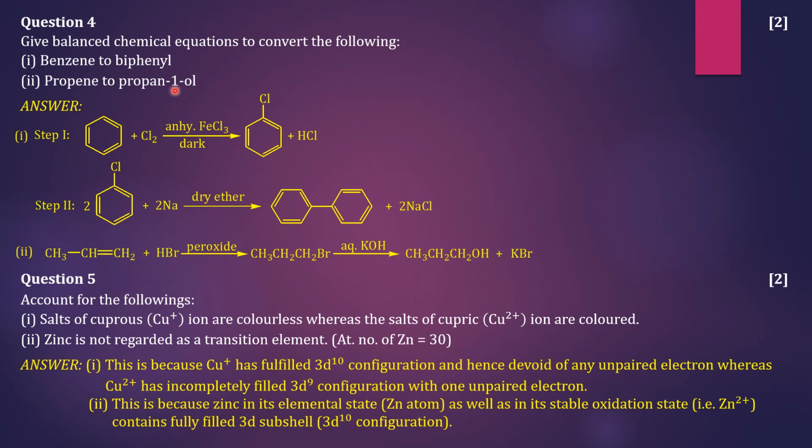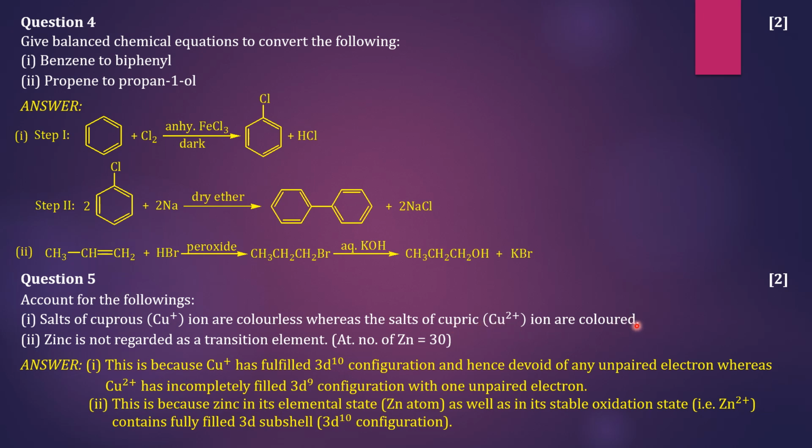Since it is propan-1-ol, you need 1-bromopropane, and that is possible only when the addition is anti-Markovnikov. So HBr, here you have to mention peroxide. This will be the major product, 1-bromopropane, and then nucleophilic substitution using aqueous KOH, you will get 1-propanol.